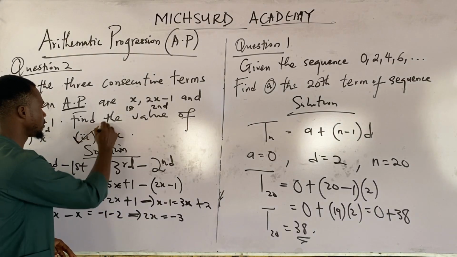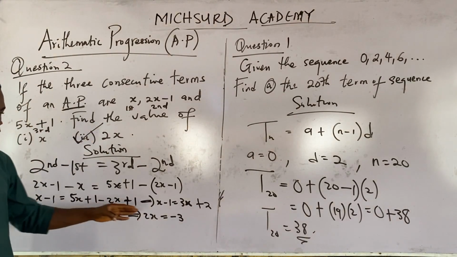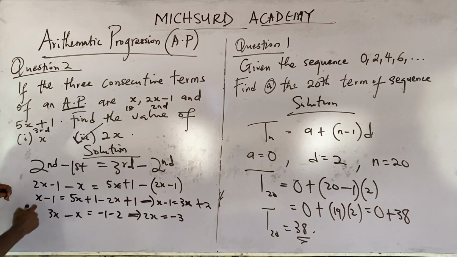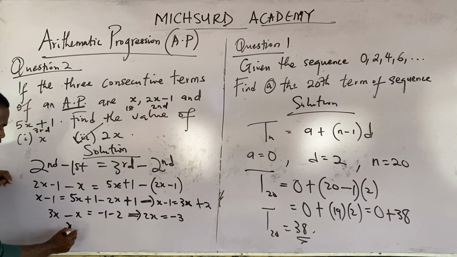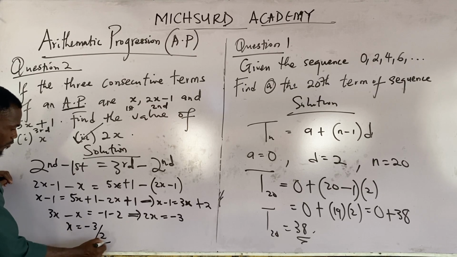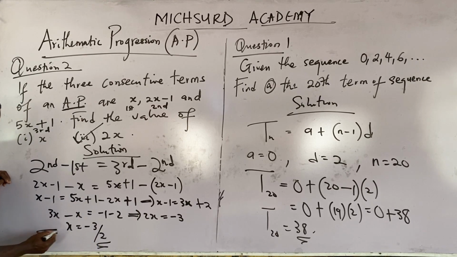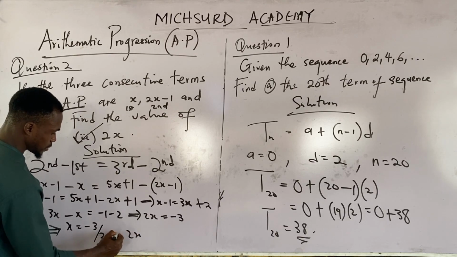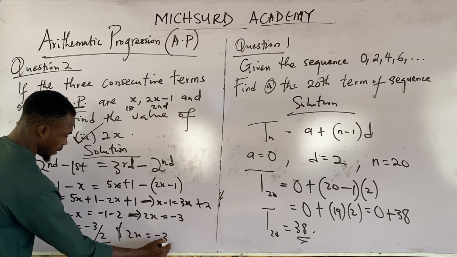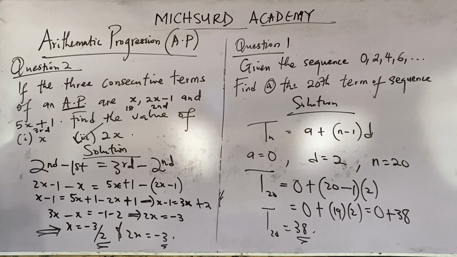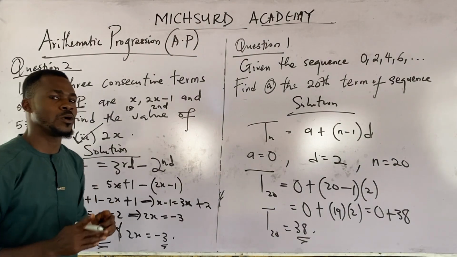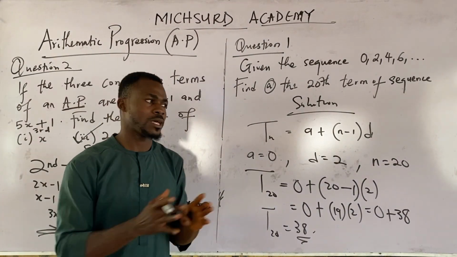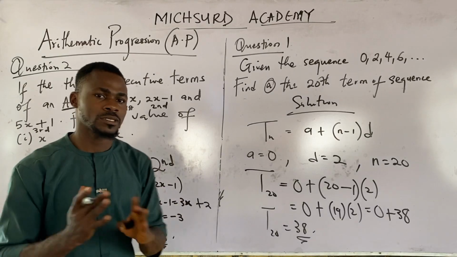So we have gotten this value as 2x is equal to minus 3. Then the next one is to find x. So we divide through by 2. So x is equal to minus 3 over 2. And 2x is equal to minus 3. So that is the answer. So this is how we solve when we have an AP sequence in such a pattern. So we take one more example on AP that is totally different from question 1 and question 2.